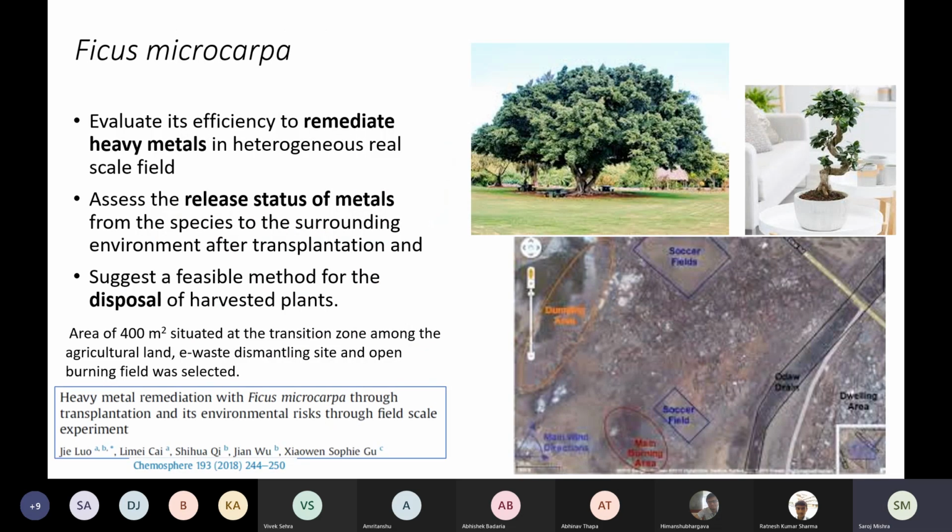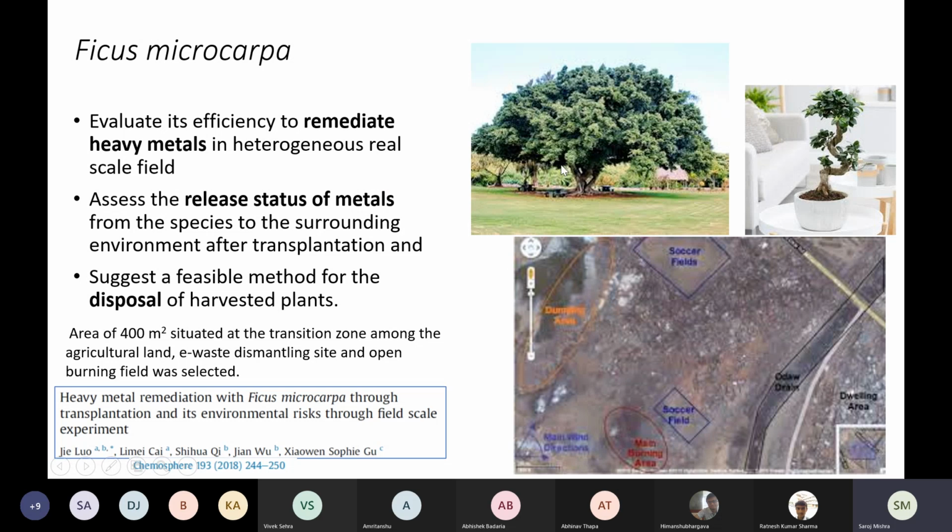Now in this study, it is a paper on heavy metal remediation using this tree, Ficus microcarpa, through transplantation. Let's see whether trees can be planted in these sites which have been used for years as dumping sites, and whether that area can be restored. This piece of work was carried out by this group of people, and it is part of a published paper which came out in 2018.